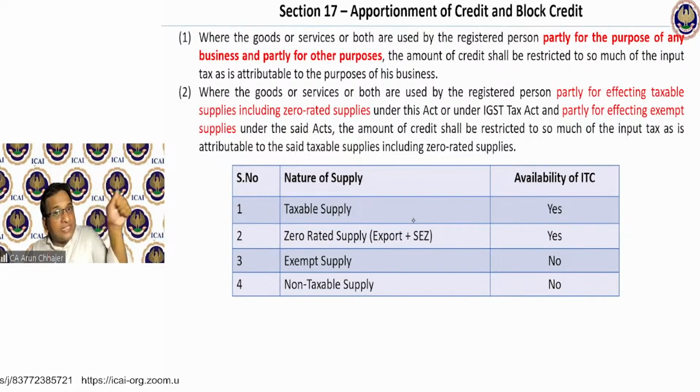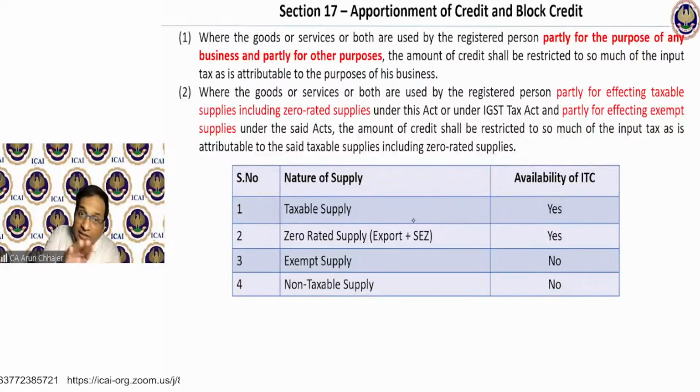Whether you purchase A, B, C, D, X, Y, Z, any material, input service, or capital goods, there is no requirement to do the one-to-one interlinking when you do the apportionment in section 17. So let me read section 17. 17.1 talks about if you are using for non-business purpose. And to the extent of non-business purpose, you can't take the ITC.